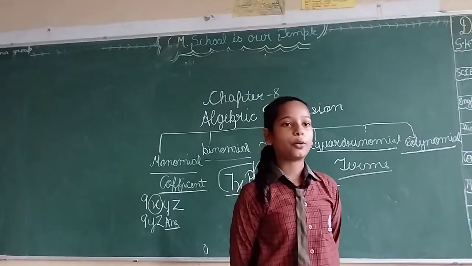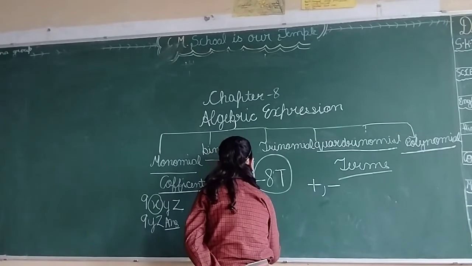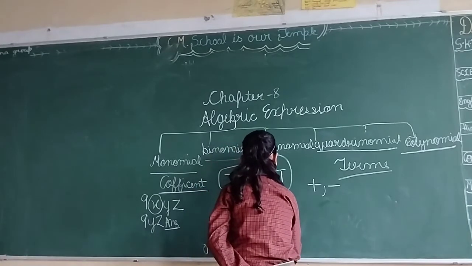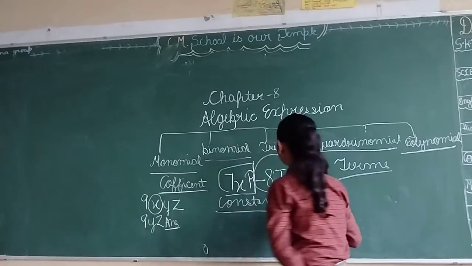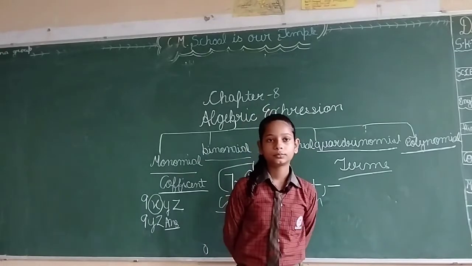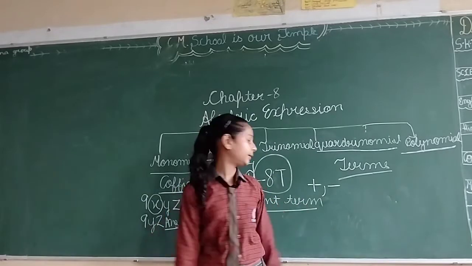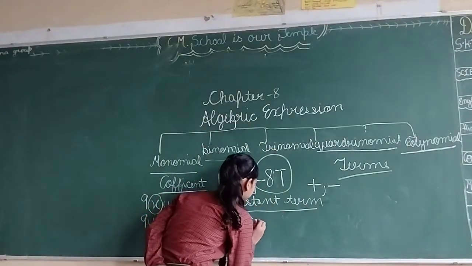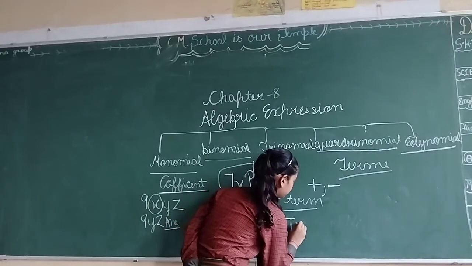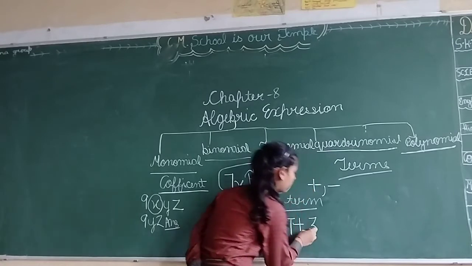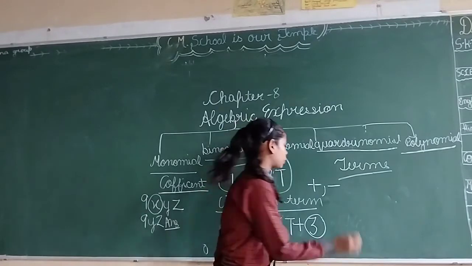Now I will tell you about the constant term. Do you know what a constant term is? A number with no variable is called a constant term. How do we separate the constant term? I write here a number. This 3 is without any variable, so this 3 is the constant term.